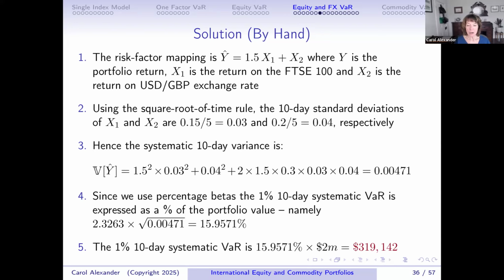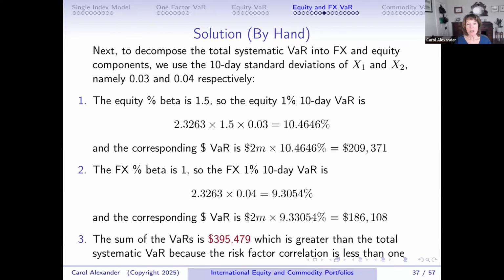And we have used percentage betas here. So our VaR will be expressed as a percentage of the portfolio value. If we'd used dollar betas, then we would have got the dollar VaR. Anyway, we use percentage betas in this case, and the VaR is the square root of 0.00471 times the 1% critical value, 2.3263, which gives 15.9571%. And then there's 2 million invested in this portfolio. So the 10-day systematic VaR in dollar terms is 319,142.